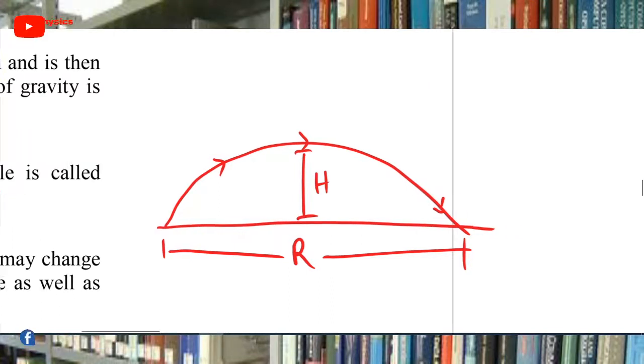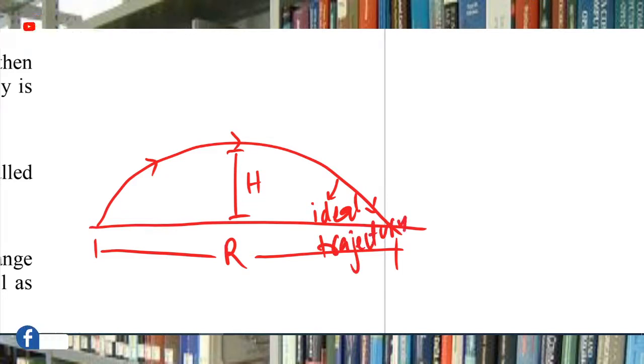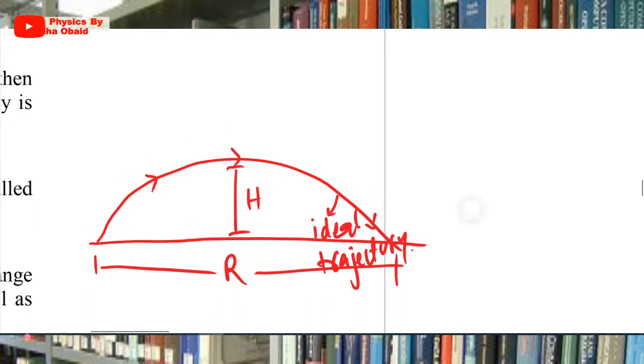Now consider we throw another ballistic missile. First of all, keep in mind, this is the ideal trajectory, the ideal path, because here we have ignored air friction or aerodynamic forces. Now consider we are taking into account the aerodynamic forces.